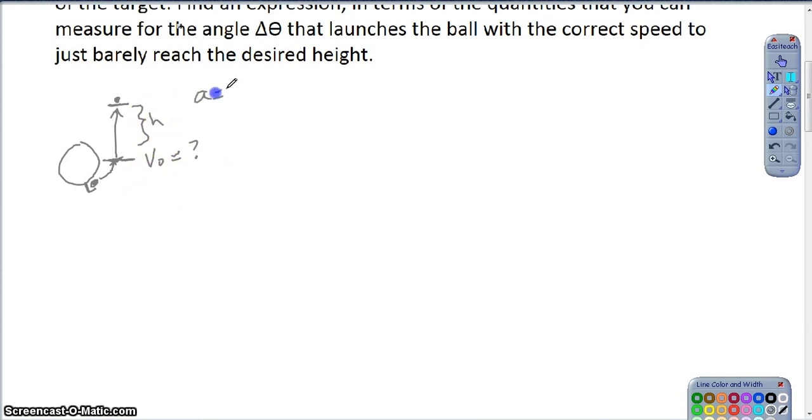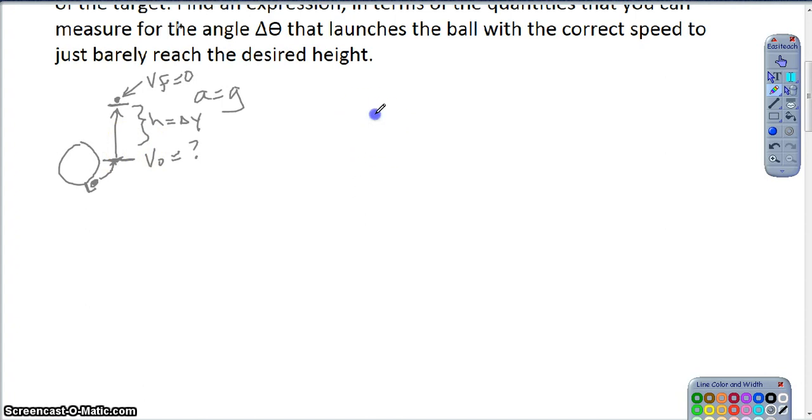We know our acceleration would be the acceleration due to gravity, so it'd be g. And then I know that the final velocity I want up here needs to be 0, because I want it to just barely hit that point, not really hit it with any extra force. So I know 3 pieces of information in terms of linear kinematics: my height, my delta y, my acceleration, and my final velocity, and I want to find my initial velocity to figure out how fast it needs to be launched.